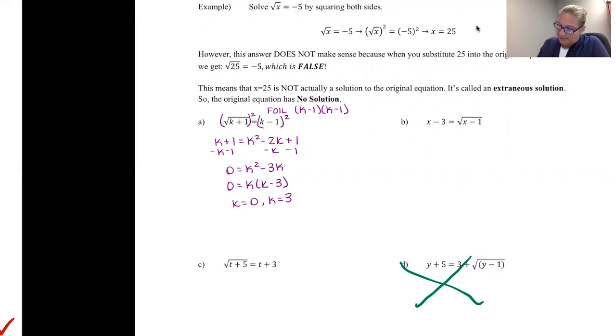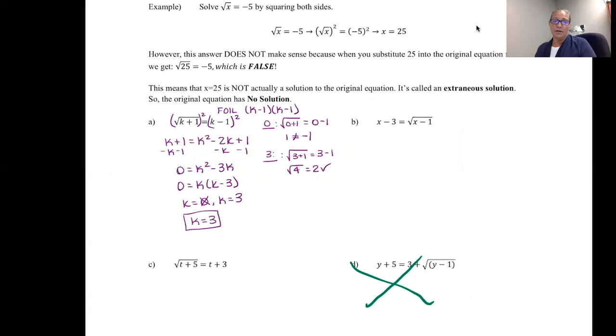When we plug in 0, we get the square root of 0 plus 1 equals 0 minus 1. 1 does not equal negative 1. That is an extraneous solution. When we check 3, the square root of 3 plus 1 equals 3 minus 1. The square root of 4 is equal to 2. That is a true statement. Your answer is k equals 3.